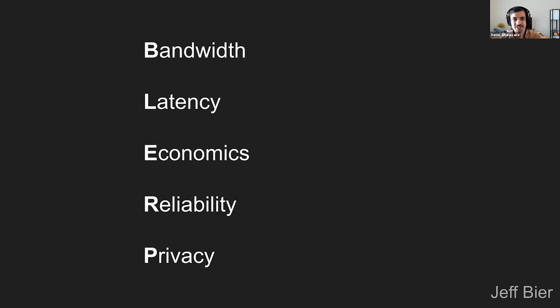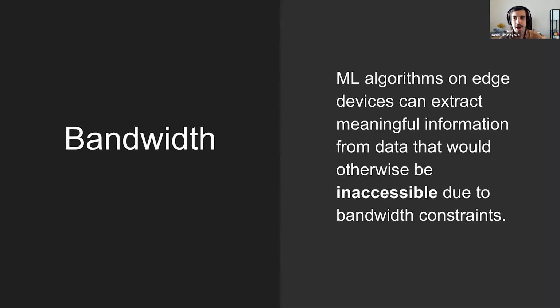So I really love this acronym BLURB, which was come up with by Jeff Beer, and it stands for bandwidth, latency, economics, reliability, and privacy. These are the things that are unlocked for you by doing machine learning on the edge, which is wherever you're doing machine learning inference, close to where the data is being produced. So I'm going to walk through these quickly.